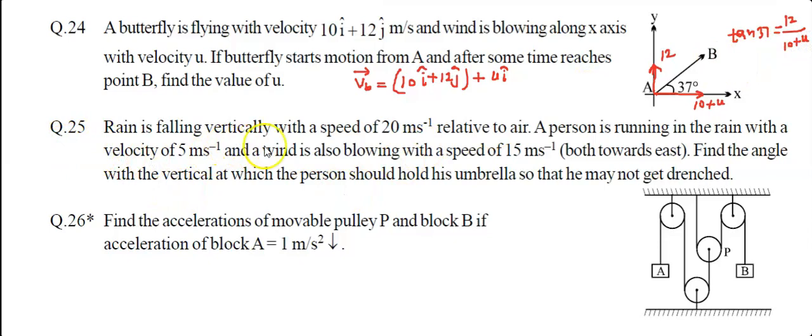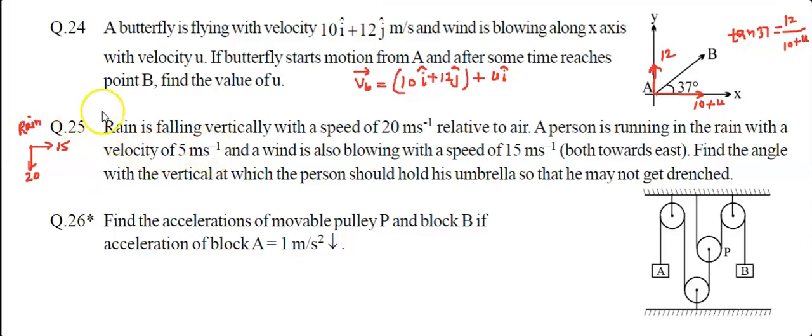Question number 25. It says raindrops are falling vertically downward with this velocity relative to the air, but air is also blowing towards east. So you can say the velocity of rain, if you consider, is going to be 20 meter per second downward and 15. If I draw this in picture format, this will have a velocity component 20, and this will be the velocity component 15 for the rain. So this is for the rain velocity, raindrops.